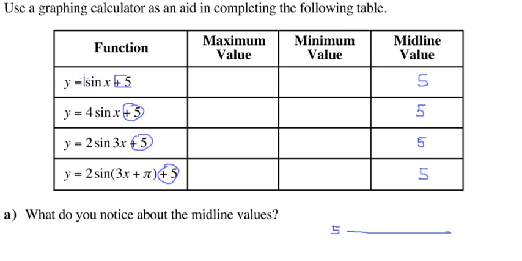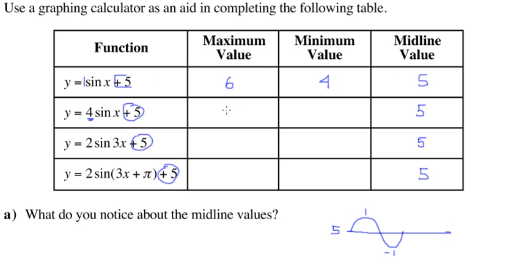This first function has an amplitude of 1. That tells you that starting from 5, it has hills 1 unit high and valleys 1 unit deep, which means the maximum it'll ever get to is 5 plus 1, and the lowest it'll ever get to is 5 minus 1. Okay? You start from the midline, and then the amplitude tells you how far up to go and how far down to go.